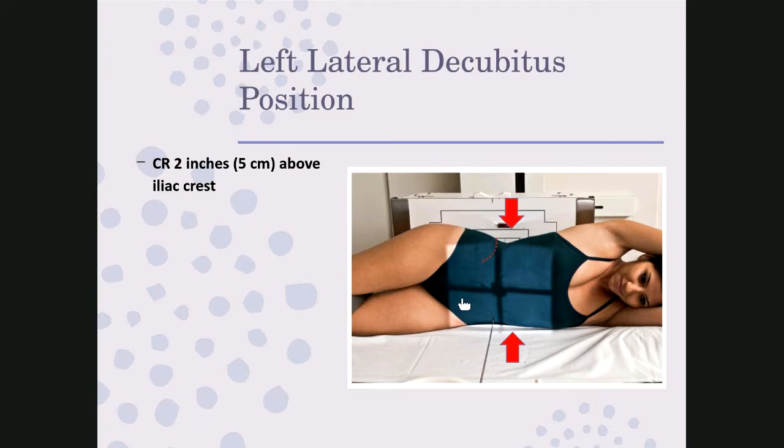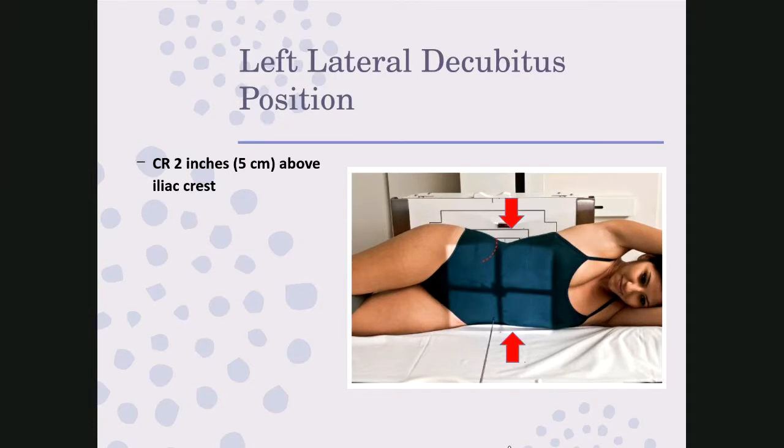Notice there's 2 lines, so typically on a central ray, I would tell you that you always have to know where this one is placed and where this one is. So the book just says 2 inches above the iliac crest. So it gives you this line. I'm just telling you this one would be in the middle of the patient.